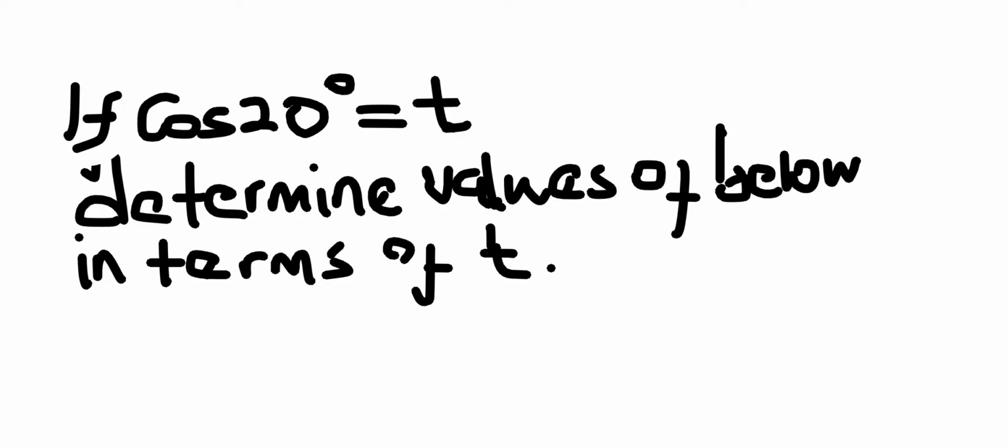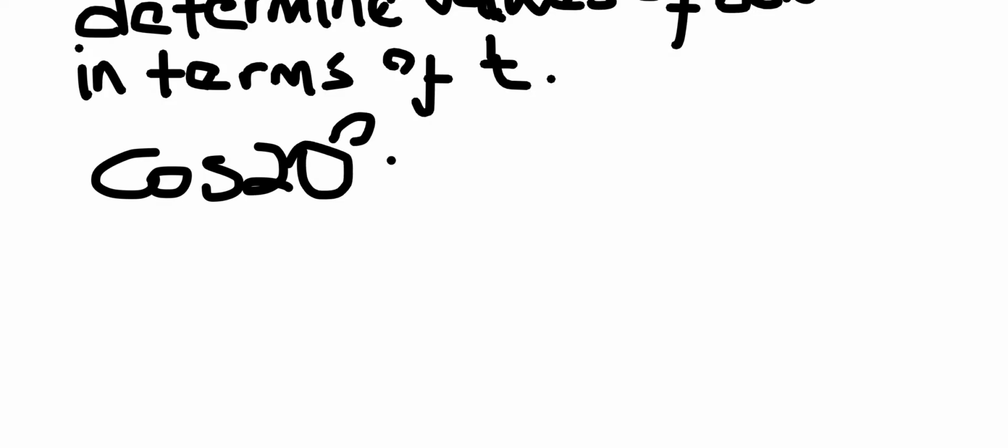Not that complicated, but trust me, I had to figure out how to deal with this type of problem, and the only way I could get it right is through drawing a right-angled triangle. Okay, then it's fine. Let me just draw that right-angled triangle. Remember, we have this statement which says if cos 20 degrees is equal to t.